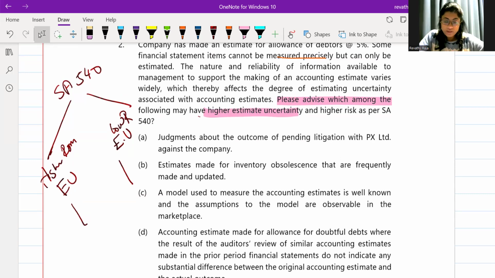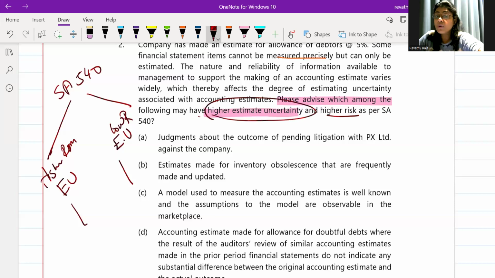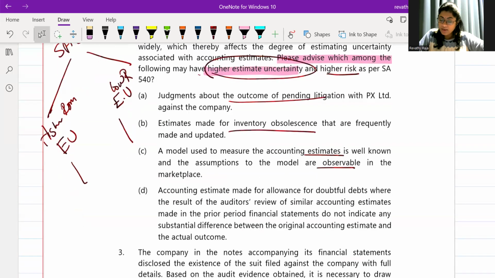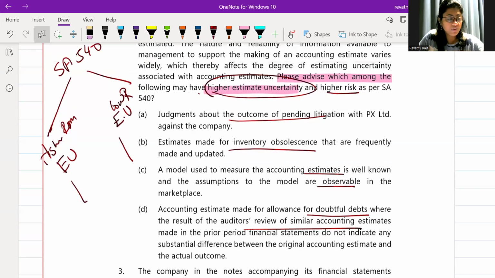So here what they want, advice among the following, which is having a higher uncertainty, high risk. So they want the estimates which is having high uncertainty. Okay, I will read it. I won't guide you. You say. Outcome of pending litigation, inventory obsolescence that are frequently made and updated, accounting estimates of well-known assumption that are observable, estimates for allowance of doubtful debts where auditor has reviewed similar estimates in the prior period, which is having high risk out of the following.